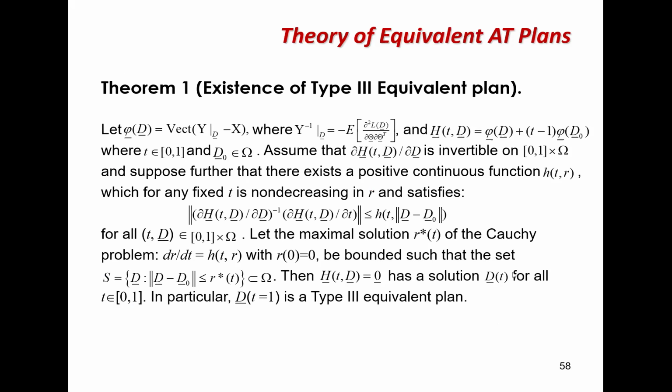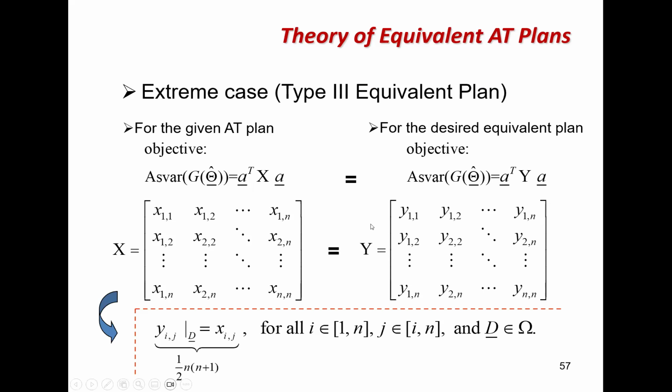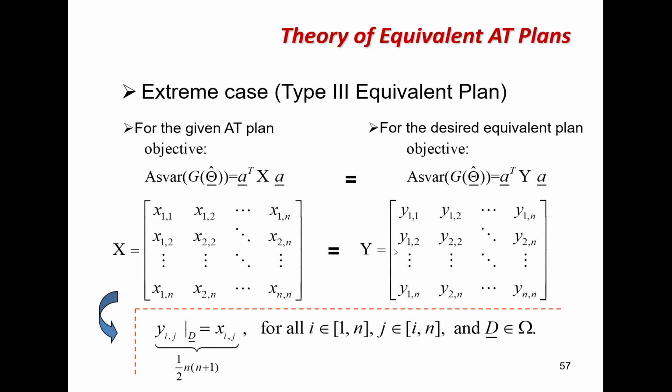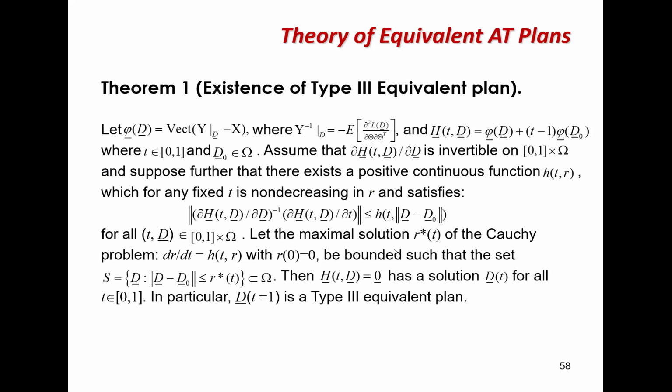Now, here's the theorem we developed. Basically, researchers are going to say, wow, I want to make these two matrices exactly the same. So can we do that? This theorem talks about the existence of a type 3 equivalent plan. I don't want to spend too much time there, but the theorem shows that if such conditions are satisfied, you can find a type 3 equivalent testing plan. Basically, you can make the two variance covariance matrices exactly the same.